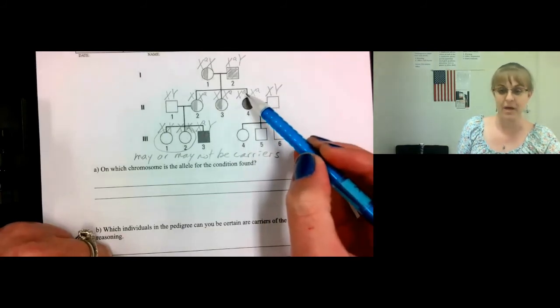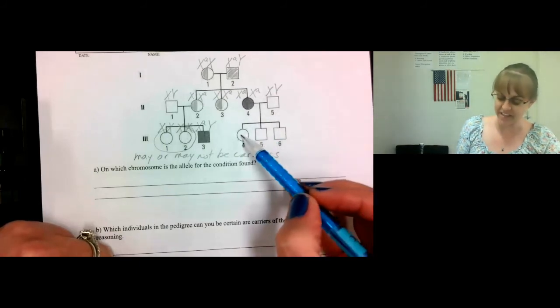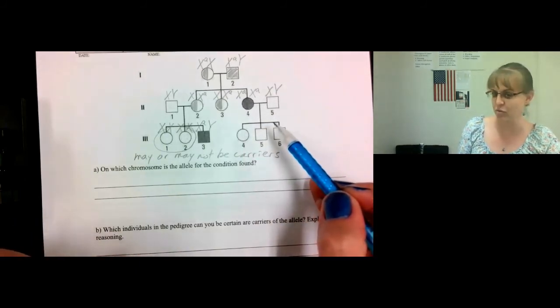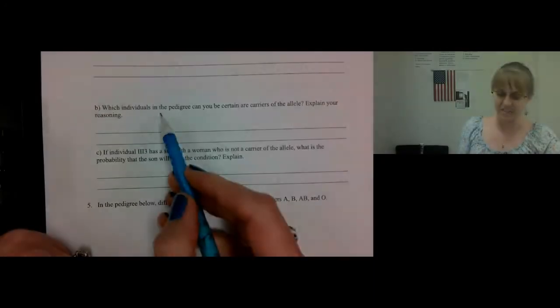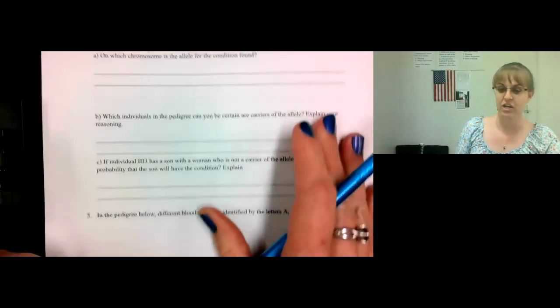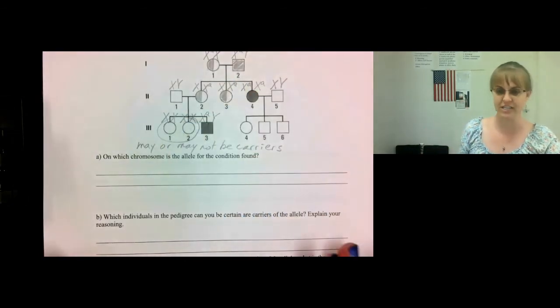Then look at the mom. What does she have to pass on? And then who will have the trait, not have the trait, or be a carrier of the trait? Predict that as well. The carriers will be half colored in, and you've already explained why by showing everybody's genotype, so you don't really need to explain.